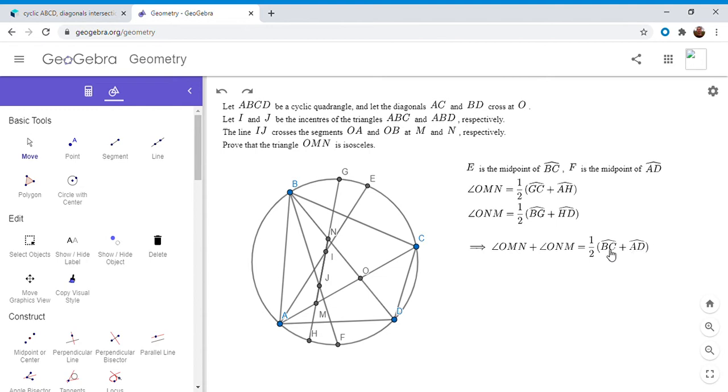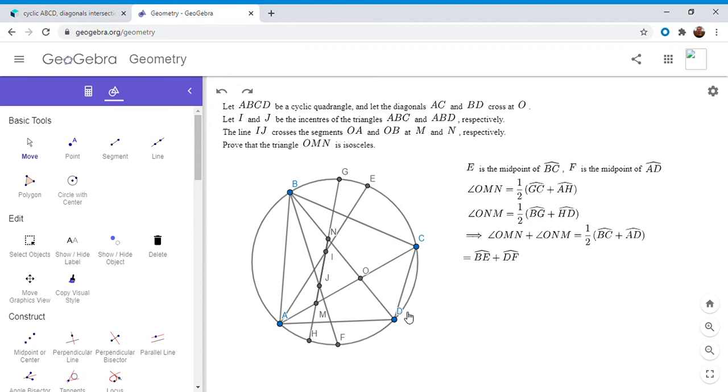The whole reason I did this is because I want to leverage that E is the midpoint of arc BC and F is the midpoint of arc AD. If I get half of arc BC, that lets me potentially leverage points E and F. So half of arc BC is arc BE, and half of arc AD is arc DF.